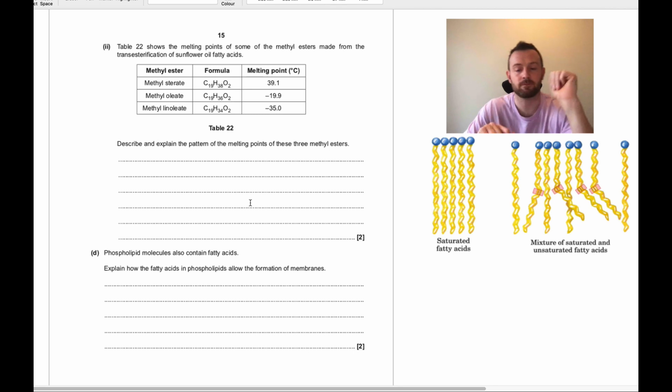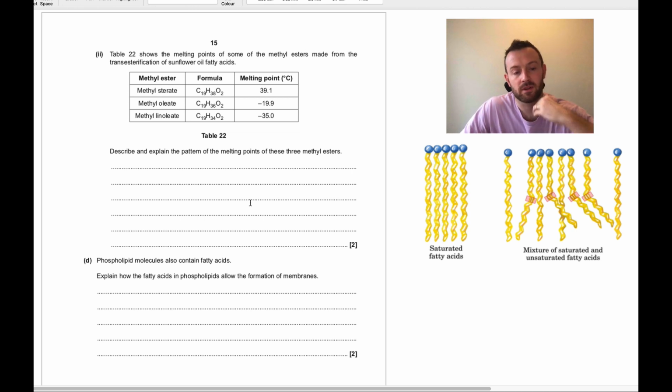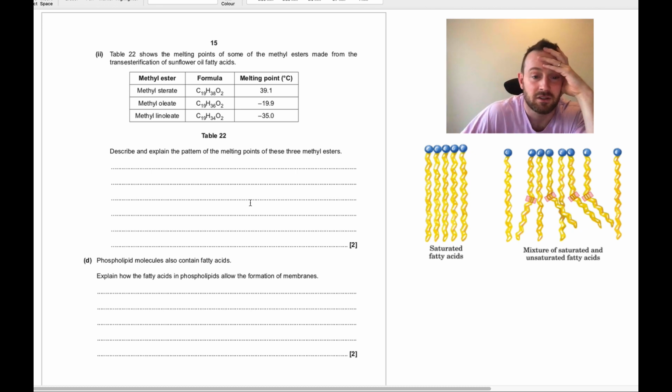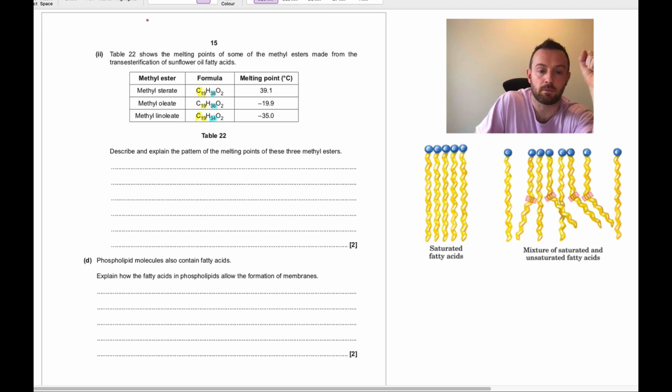All right, okay. This question, notice I dropped in a picture over here on the right because I want to talk about that in a second. But the question here is about these 3 different methyl esters. Remember, we talked about these methyl esters that form from the fatty acids in this chemical reaction. Describe and explain the pattern of melting point of these 3 methyl esters. Well, first of all, let's look at the carbons. It's the same. 19, 19, 19. What's different then? It's not the oxygen that's the same, it's the hydrogens. 38, 36, 34. So this is all due to the number of double bonds.